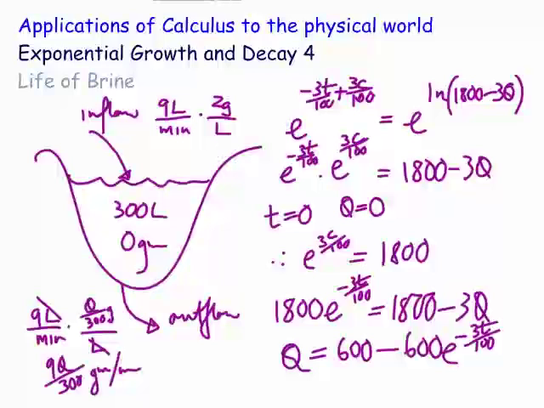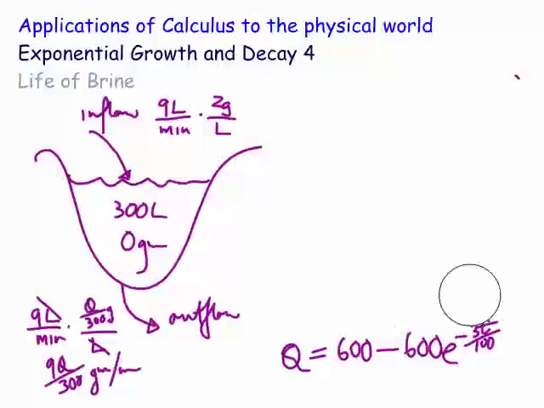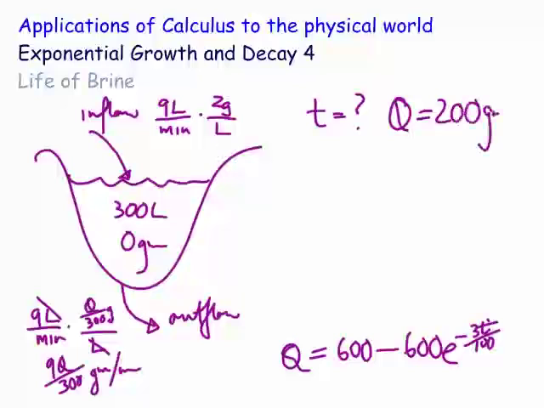So I'll leave this last equation here. We're after the time when Q is equal to 200 grams of salt in the solution. So we need to solve 200 equals 600 minus 600 e to the minus 3t on 100. We're after that t up there, which is a bit hard to see at the moment. So let's put the 600 on the other side, and we end up getting minus 400.